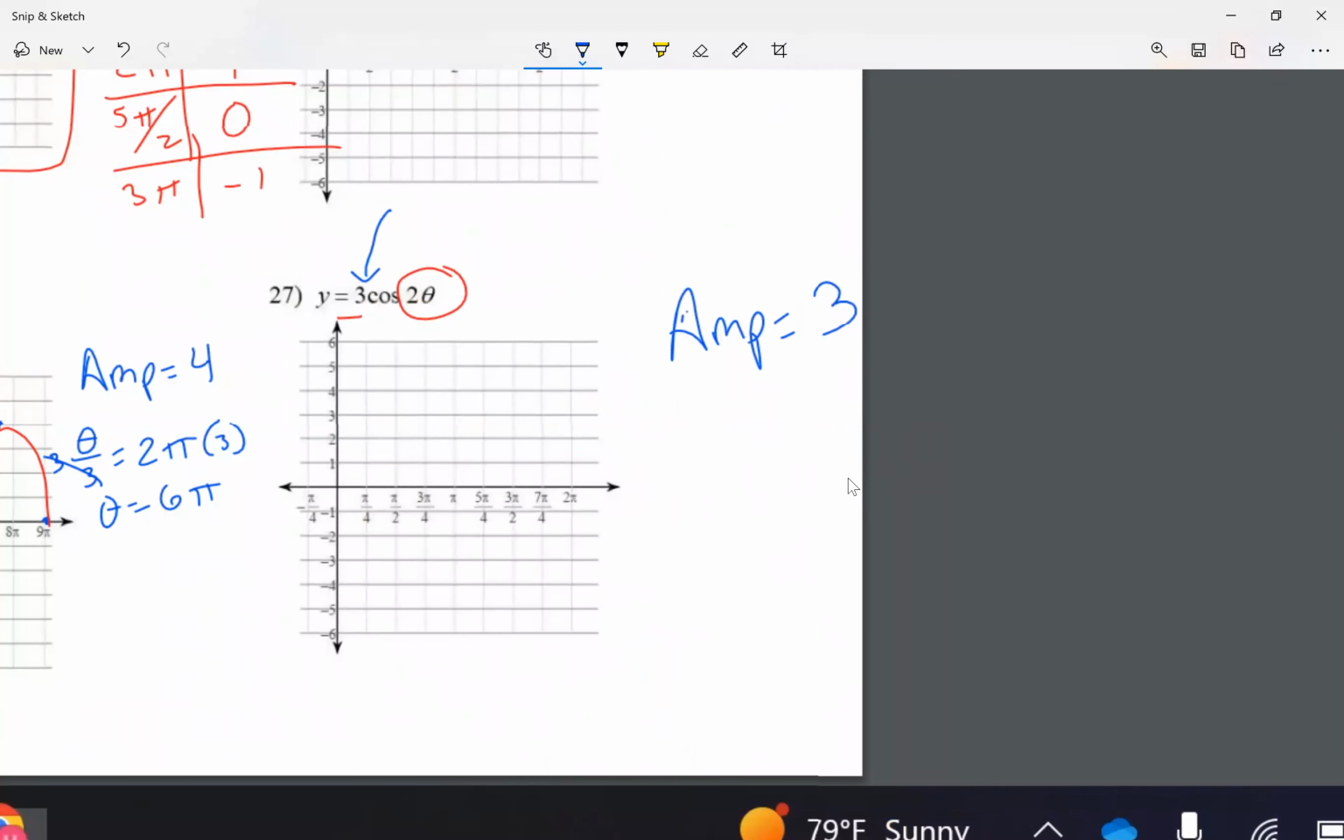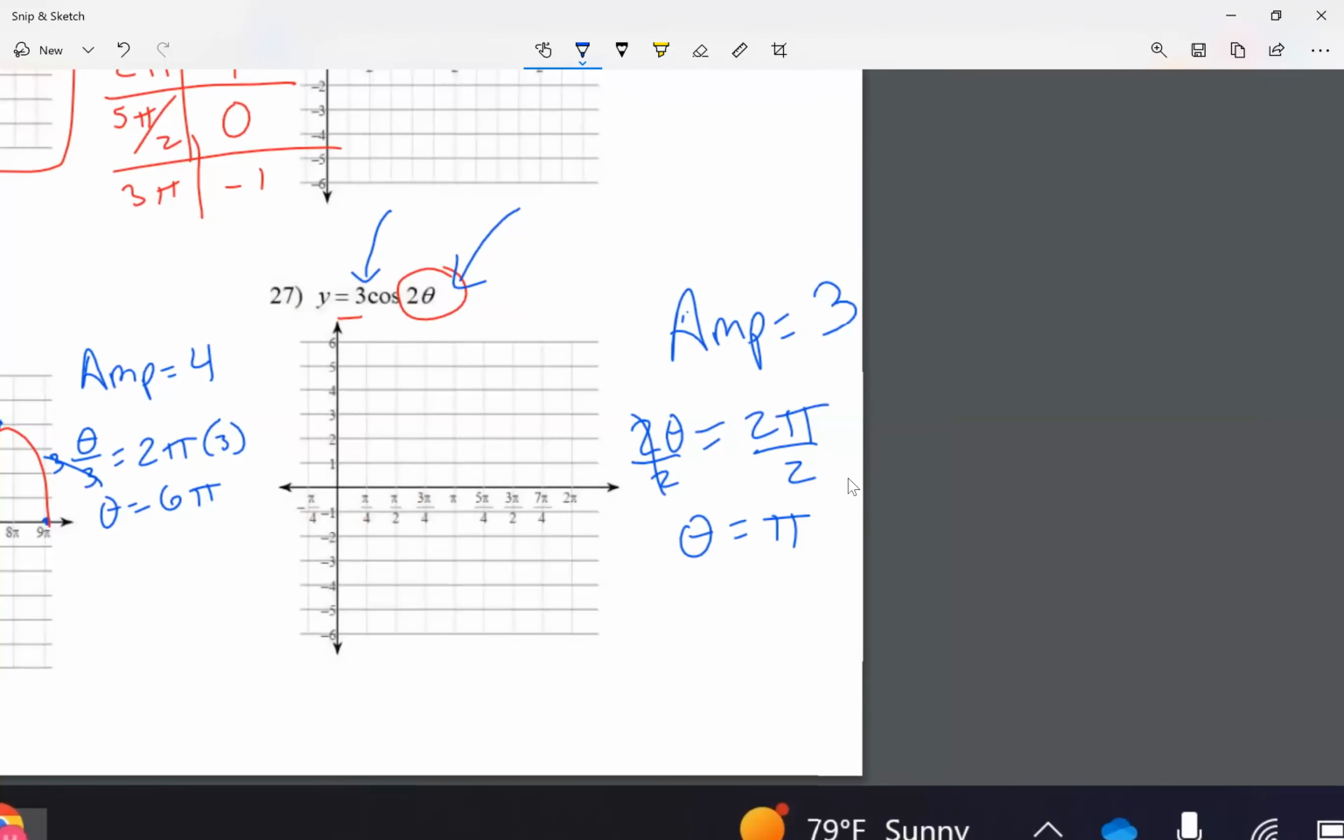The period. Now, how often does it repeat? So I know that 2 theta, I'm getting that from here, 2 theta is equal to 2 pi. Whatever I have in there, I'm always going to let it equal 2 pi because on the parent function, the period is 2 pi. I'm solving for theta because theta is the new period. Okay, so now to get theta by itself, let me divide by 2. So I get that theta is equal to pi.